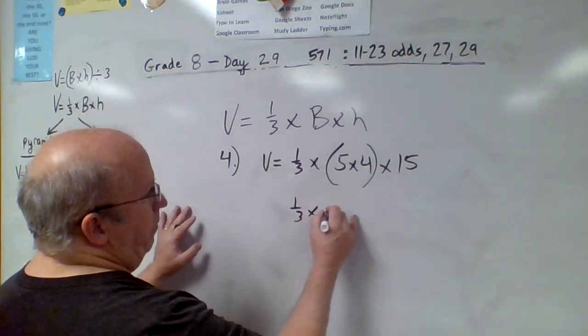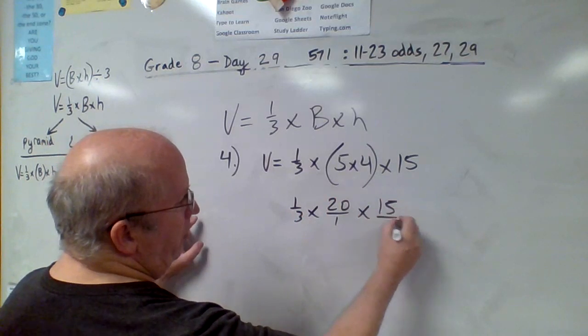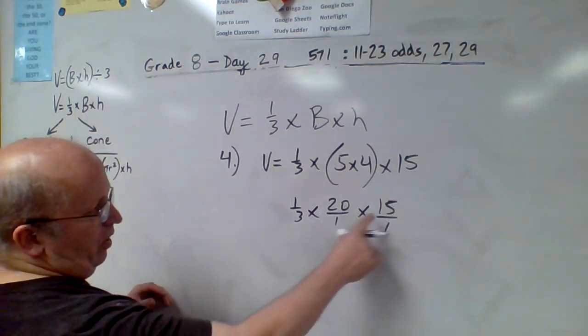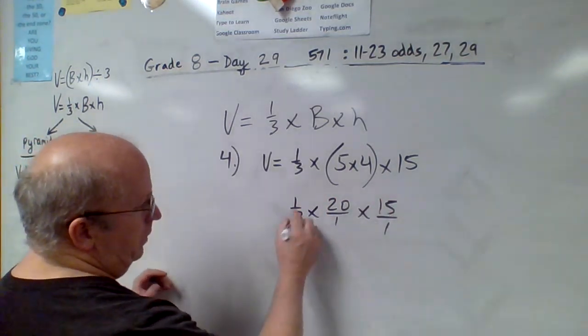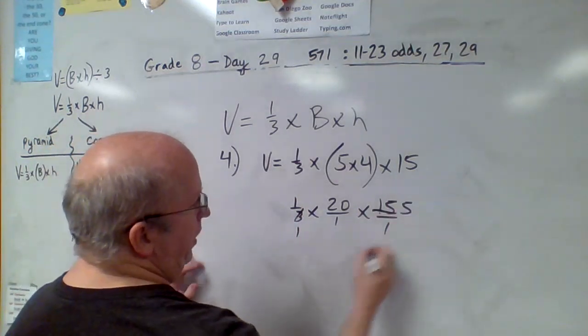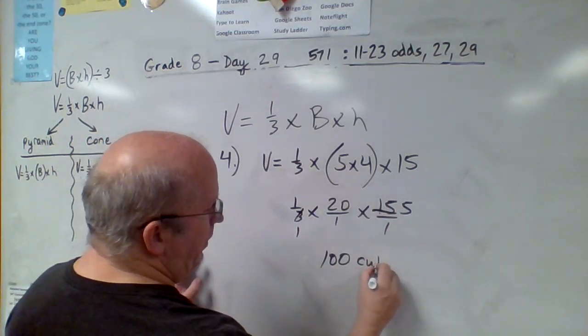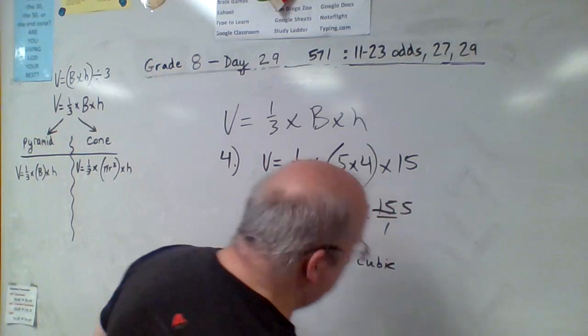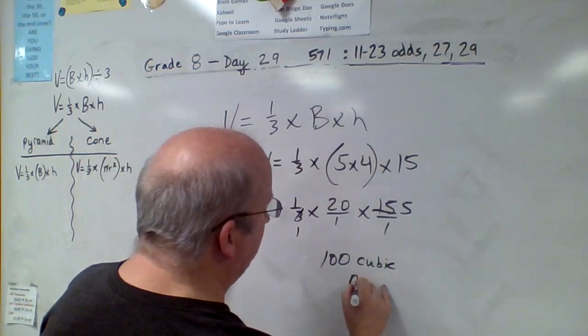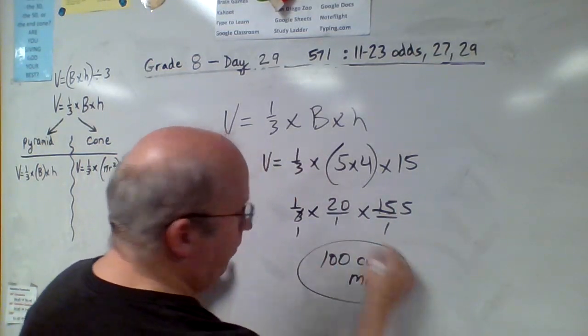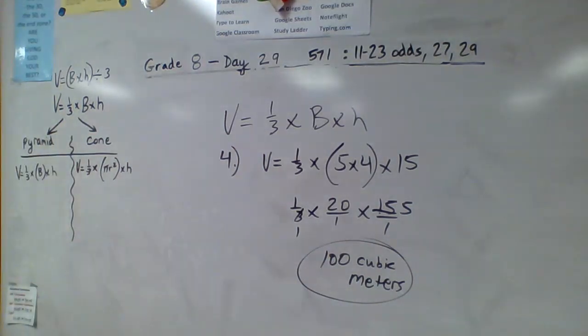Guess what? I'm going to work this one out as fractions as well because I think it's faster. Look at that cross simplifying I can do. Divide by 3, divide by 3, answer is 100. Cubic somethings. Cubic what? Looks like meters in this particular case for problem 4, 100 cubic meters.